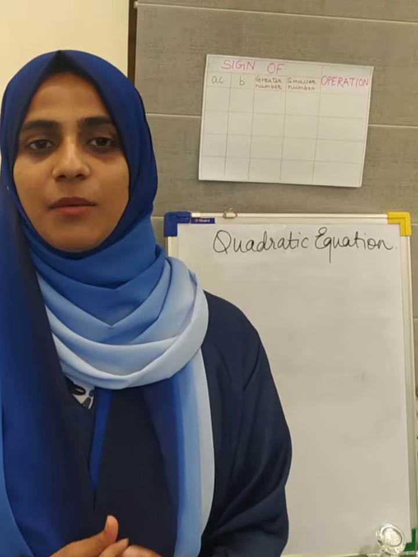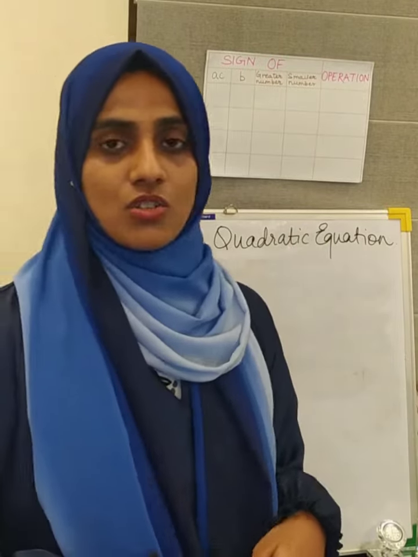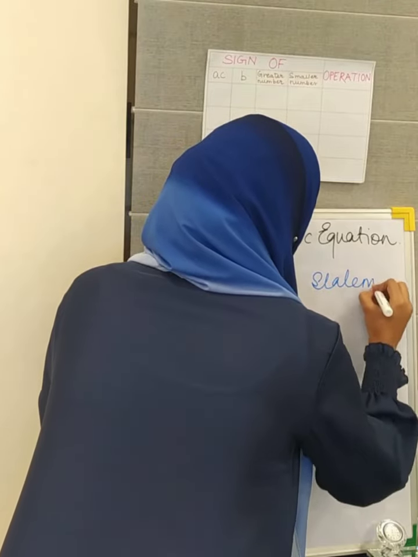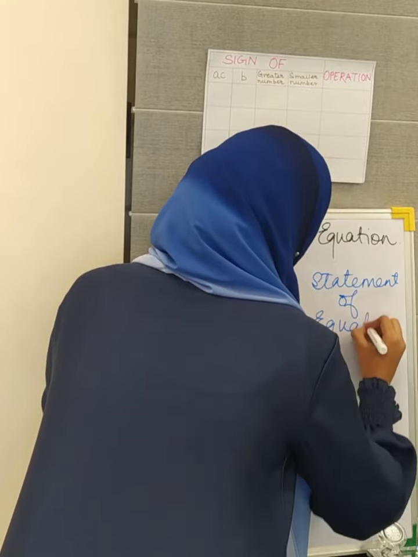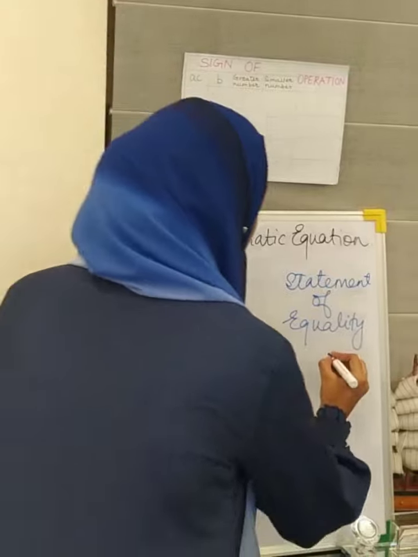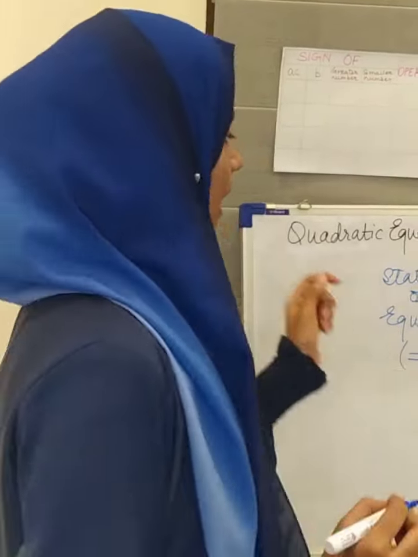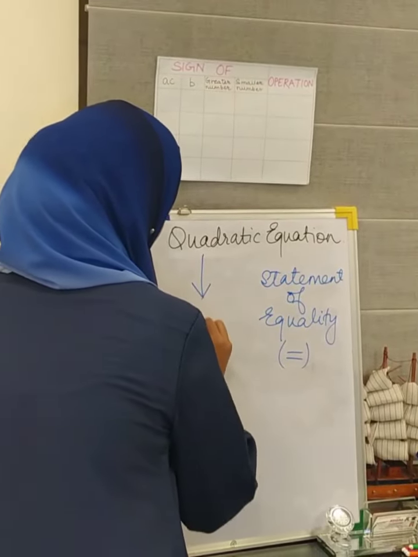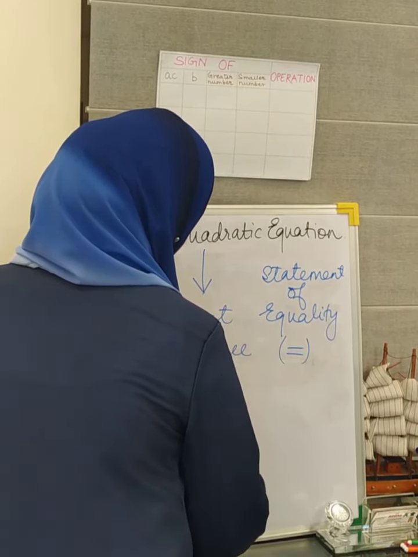Let us understand the meaning of the topic, that is quadratic equation. So equation basically means statement of equality. If in any algebraic expression there is an equal to sign, it becomes an equation. And quadratic means an expression having the highest degree 2.